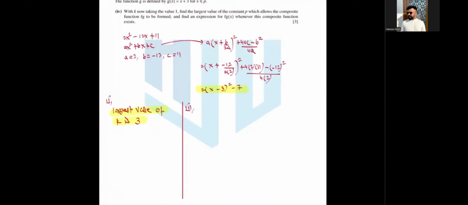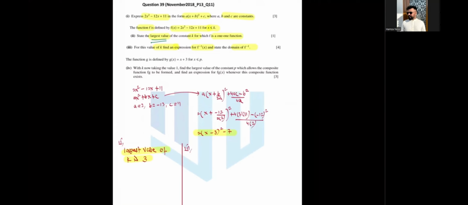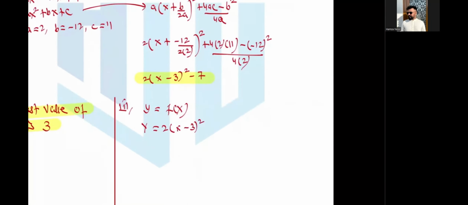So for part 3, we need to find the f inverse x function, and for this value of k, the domain of the f(x) function is now x ≤ 3. First things first, f(x) will be equated with y, so y = f(x), meaning y = 2(x − 3)² − 7, the completing the square form. Therefore, y + 7 = 2(x − 3)². So (x − 3)² = (y + 7)/2.